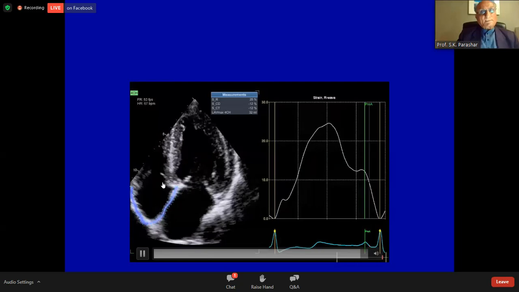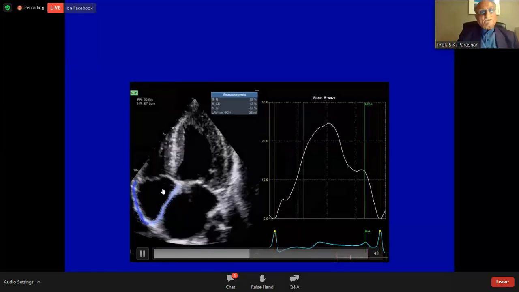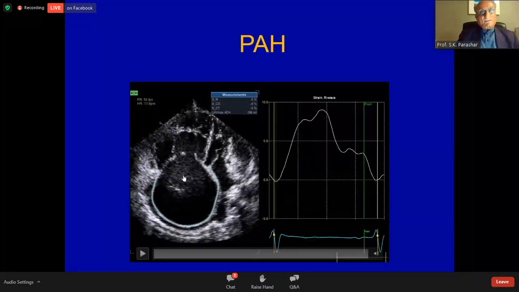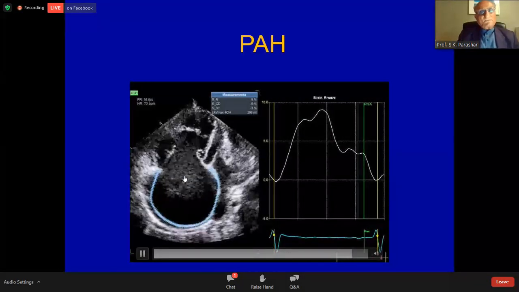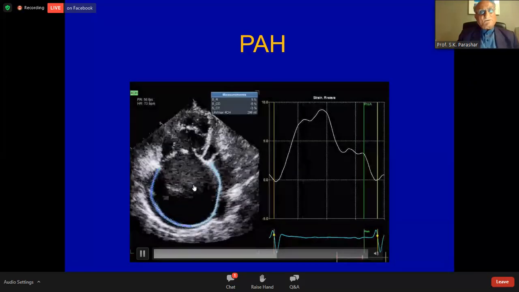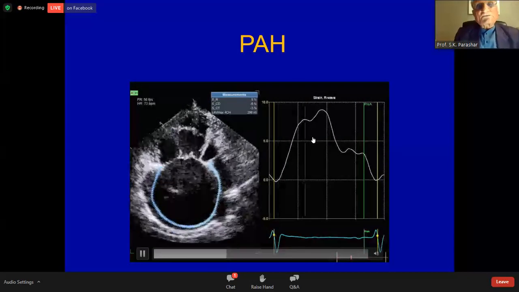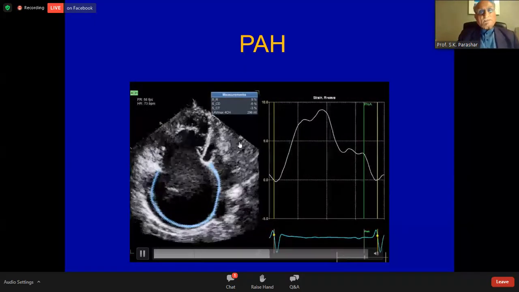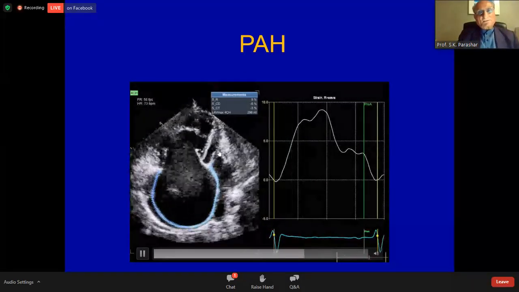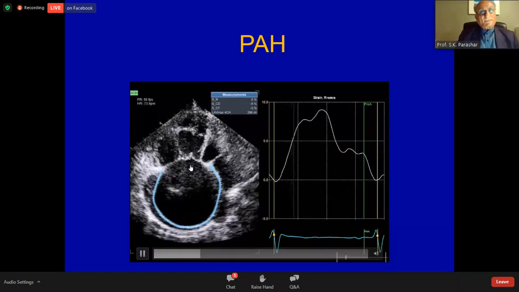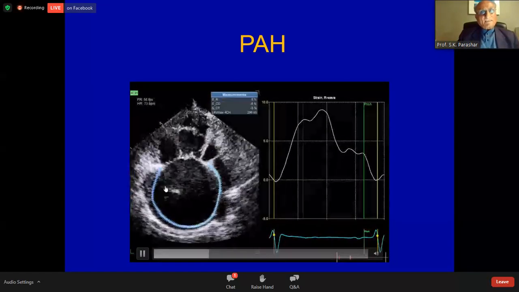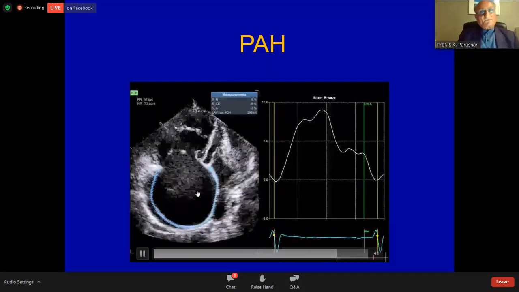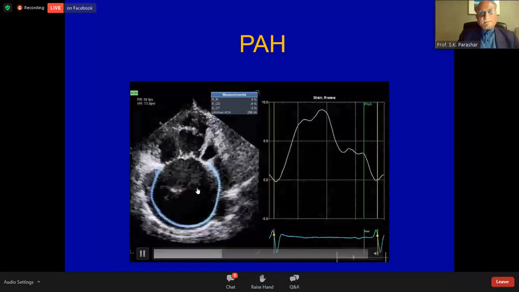But the more the studies are done in those cases who have got pulmonary hypertension, and here you see a case of pulmonary hypertension in which there is a significant enlargement of the right atrium, and the strain is hardly about 8% or so. So most of the studies have usually been done on cases of pulmonary hypertension, and as a result of which the RA strain can give some indications as seen in this situation.